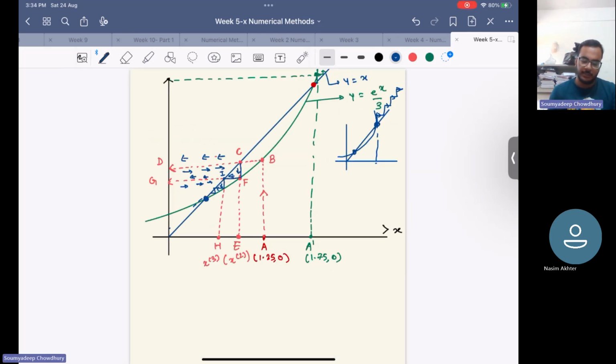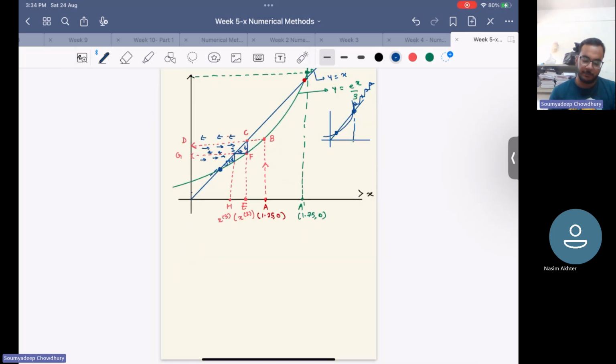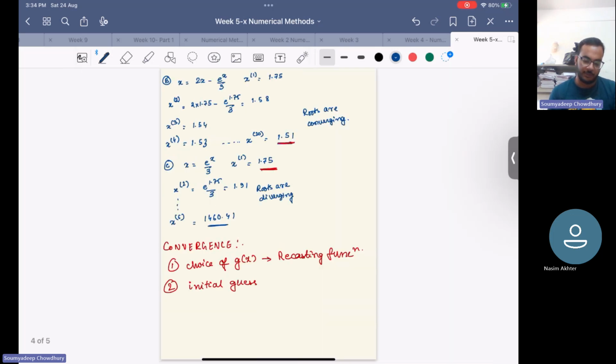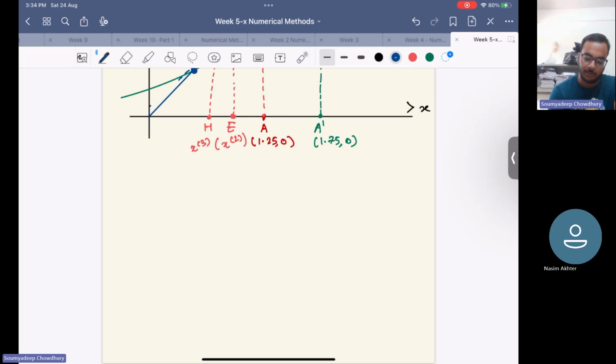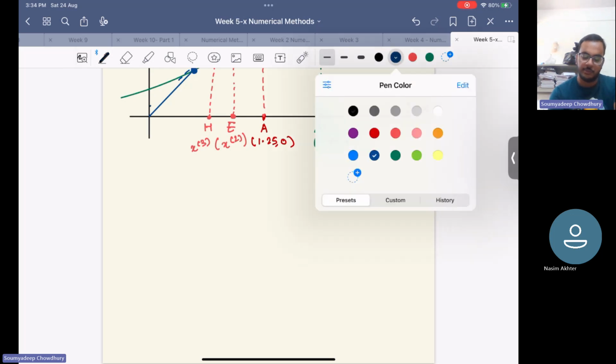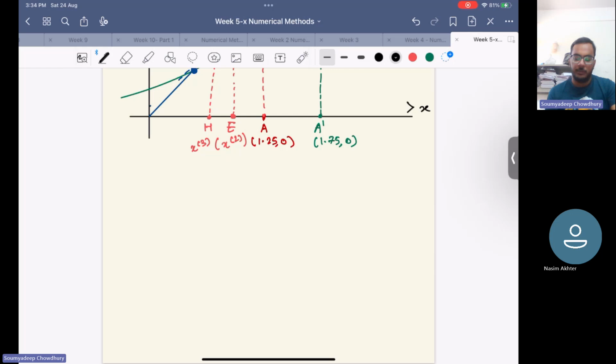Okay. So this is about the single variable fixed point iteration. I hope you can solve any kind of problems using this. You have understood the graphical approach, and once you have understood that, everything will be much clearer to you. Now we will move to multivariable fixed point iteration.